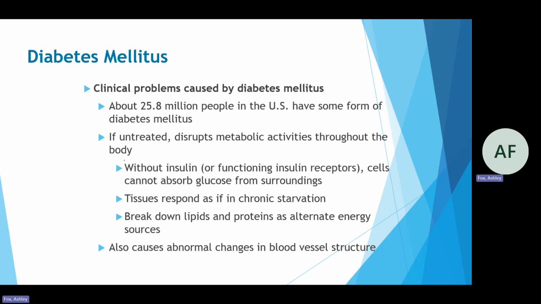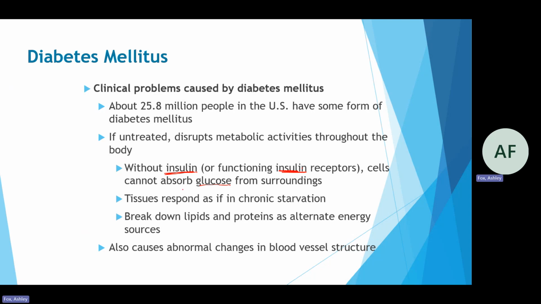About 25.8 million people in the US have type 1 or type 2. If untreated, so if you don't have insulin or you're not exercising, taking meds, doing anything, then you're going to have issues throughout your body. Without insulin, which could be the end stage of type 2 if it's not treated, or type 1, or without functioning insulin receptors, cells can't take in glucose. Insulin must be used so that cells can take up the glucose.